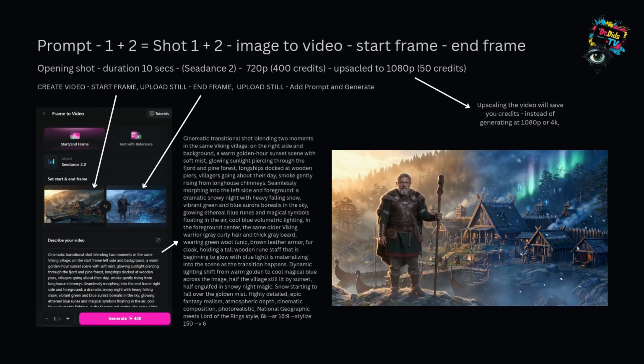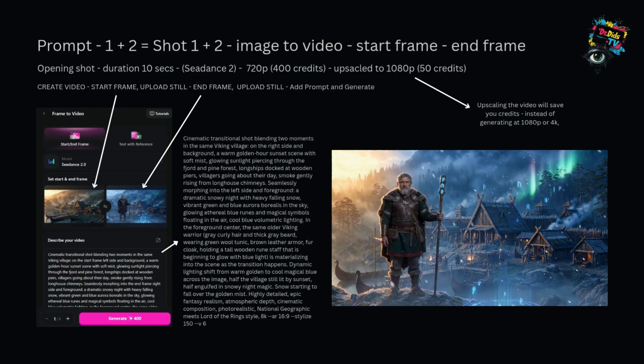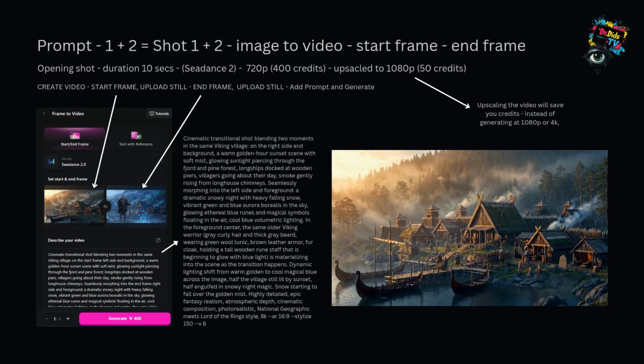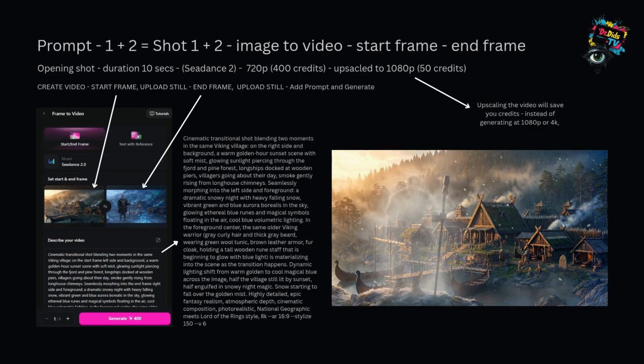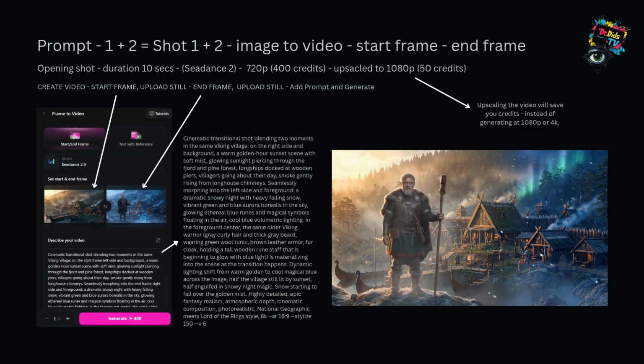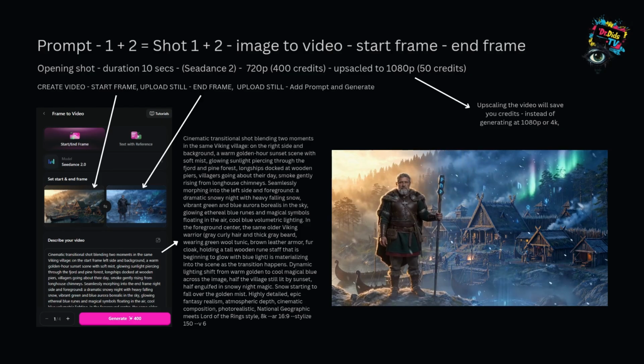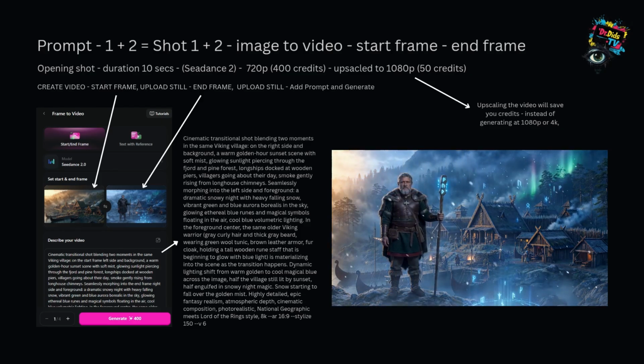I generated it in 720p first and then I upscaled it to 1080p afterwards. So that's currently one of the cheapest ways to get good quality. In OpenArt you can actually upscale every single video that you do to 4K also, so you can get a better quality across your images.